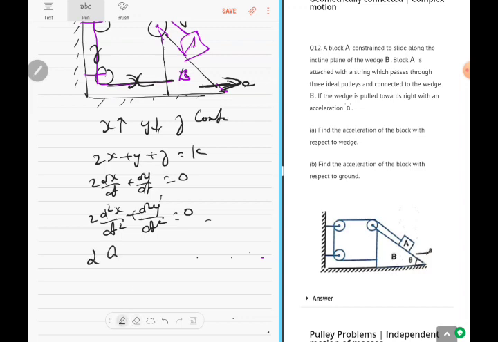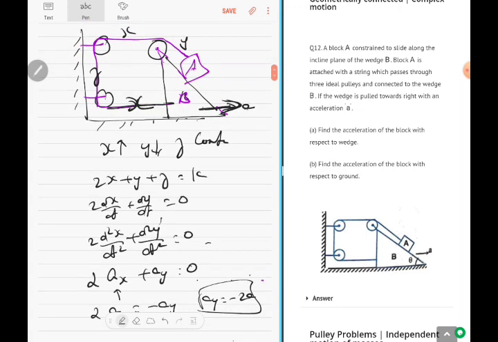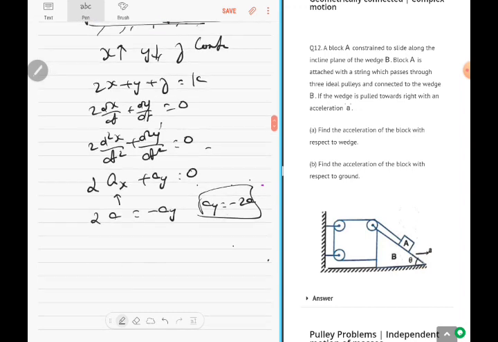2 times acceleration of x plus acceleration of y is equal to 0. You already know the ax is a, so 2a is equal to minus ay, so ay is equal to minus 2a. That shows that it is a decreasing acceleration, and this is the acceleration with respect to the ground. They are asking two parts of the question. The second part is with respect to the ground, and that is the answer for the B part.